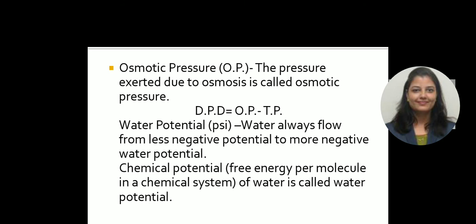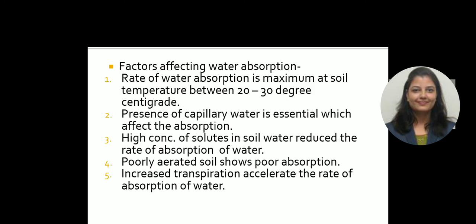So what is osmotic pressure? The pressure exerted due to the osmosis process is called osmotic pressure. So the DPD, diffusion pressure deficit, will be equal to the osmotic pressure minus turgor pressure. Now what is water potential, which is denoted by psi? Water always flows from less negative potential to more negative water potential. So the chemical potential, free energy per molecule of water in a chemical system, is called water potential.